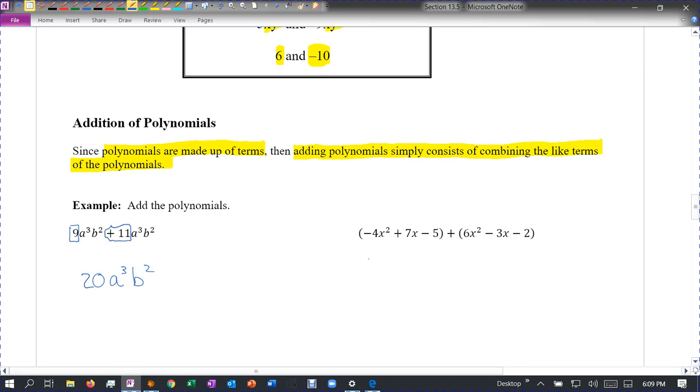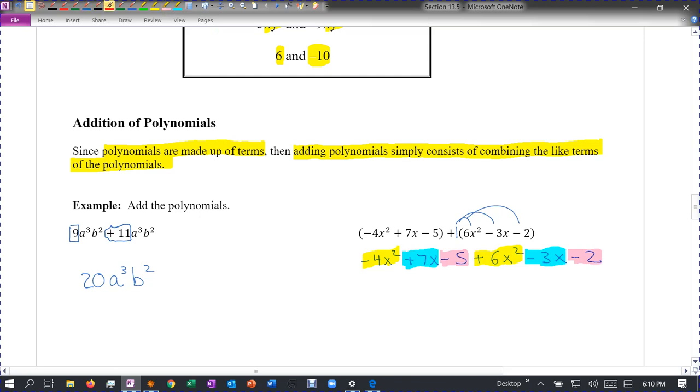Okay, how about over here? We have 4x squared plus 7x minus 5, and then this plus 1, we could distribute a positive 1 through, which doesn't change anything. This is plus 6x squared minus 3x minus 2. Now, we have different terms, and some of them are like and some of them aren't. So let me highlight the like terms. These two are like terms because they both have x squared. These two are like terms because they both have just x. And these two are like terms because they both are just numbers by themselves.